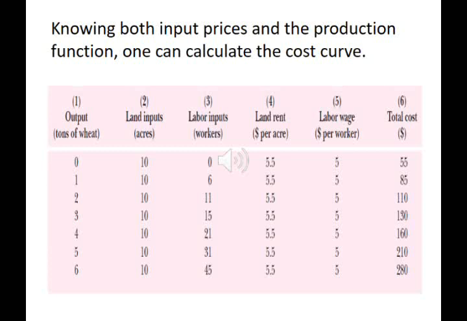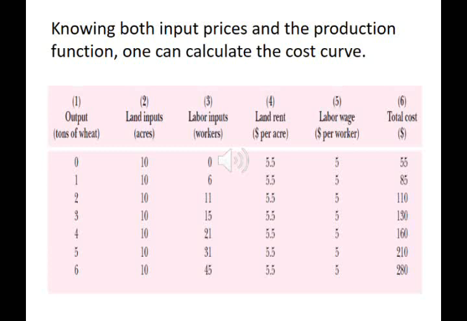Okay. Column 4 and 5 give us the factor prices. So in column 4, we have the land rent per acre, which is $5.5 per acre. In column 5, we have the labor wage, which is $5 per worker. So the total cost facing our firm will be calculated as follows. We are going to multiply each factor by its price, and this will give us the total cost.